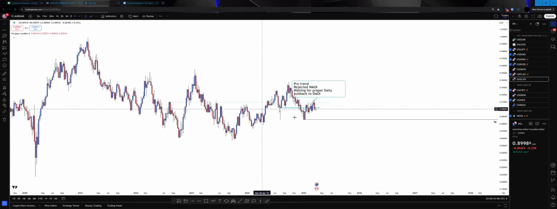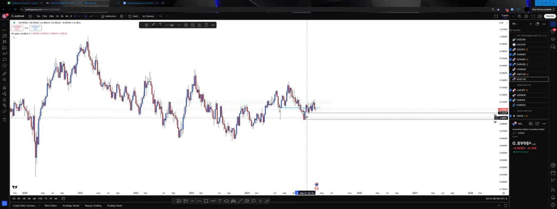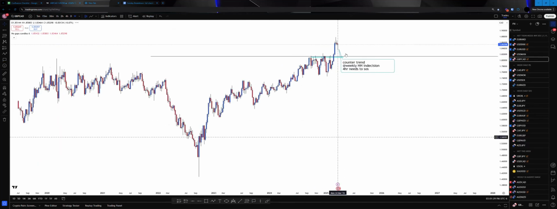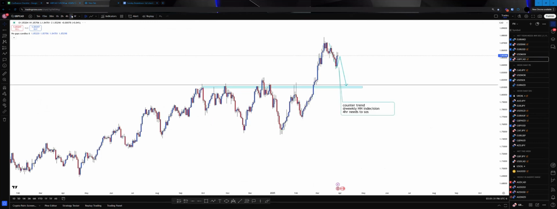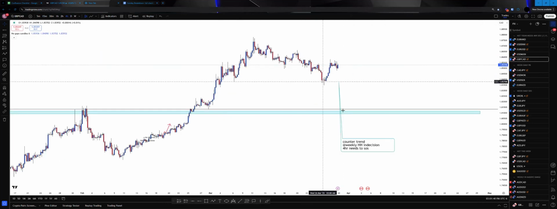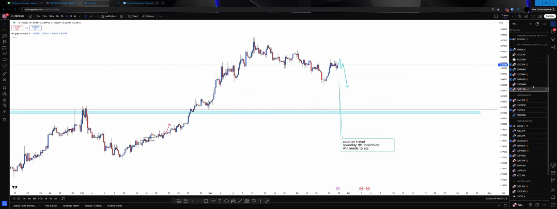USD CAD. The weekly just looks really messy. Basically, the weekly is within this range now, so we're just gonna wait for it to break out. Okay, we're at an all-time high with indecision candles. What's the daily saying? The daily is saying it's bearish as well. Since it's a counter trend trade, we need the 4 hour to say the same thing, so we just need the 4 hour to shift. So perfect, this is in a good spot.